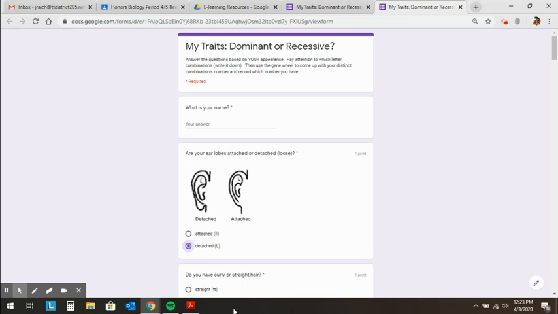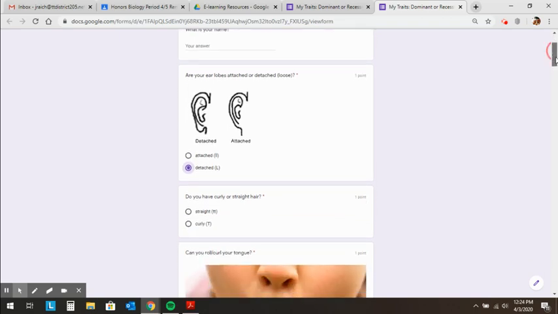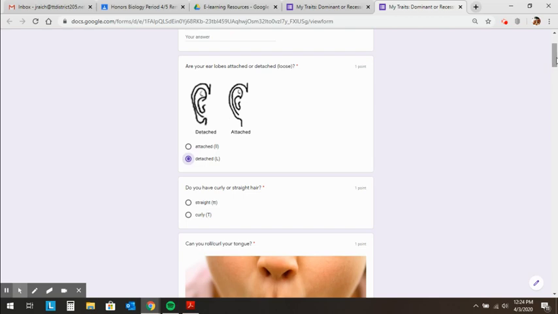Before we begin, there are a few questions, and you probably want to have a piece of paper or some way to write or record your answers while we go through these questions. You are going to answer these according to your own traits, and I'm going to answer according to mine as well. Are your earlobes attached or detached, which means they're loose? There's a picture here. Make sure that you write down the letters, and we're going to go in this order, so you always need this one to be your first one.